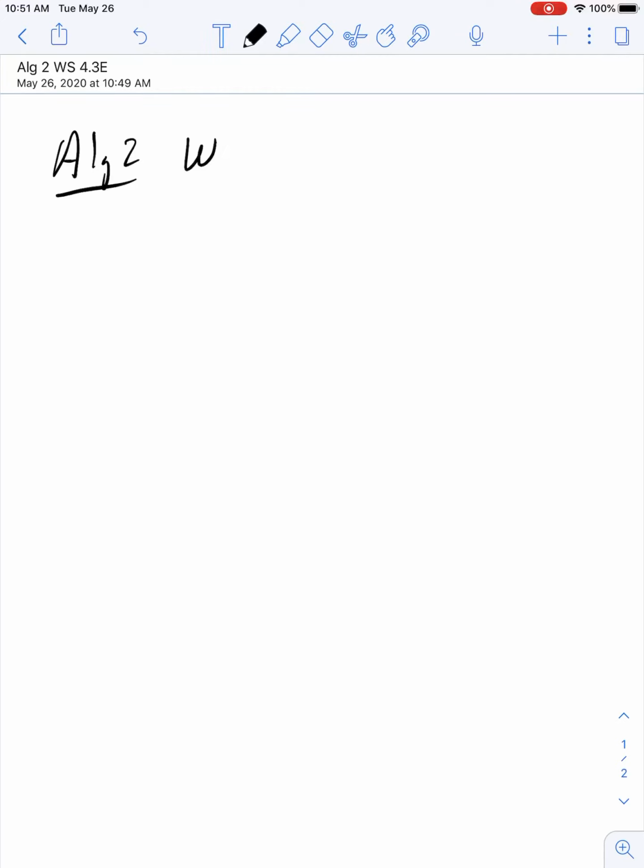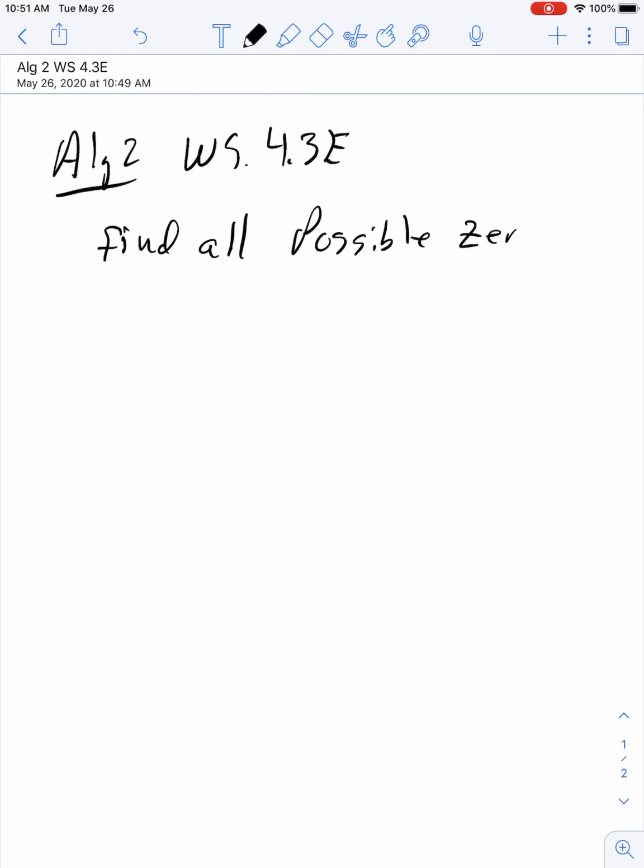All right, so this is for Algebra 2 and dealing with worksheet 4.3e. Okay, so first off, I want to do a little review to show you what piece we are adding in to this. So first off, find all possible zeros.